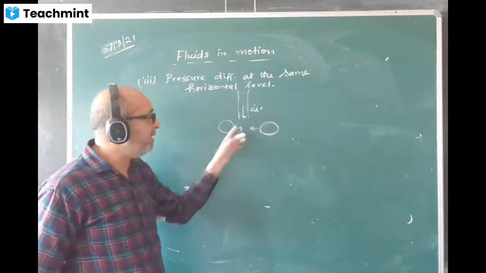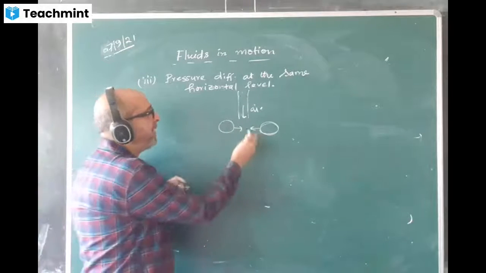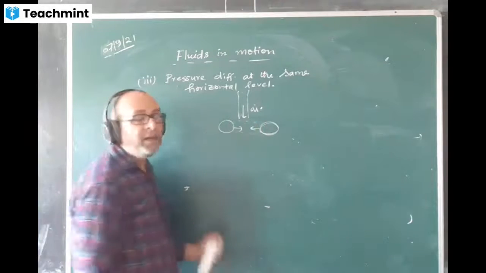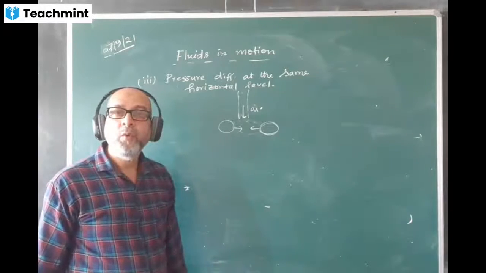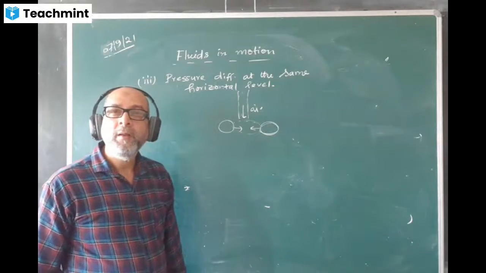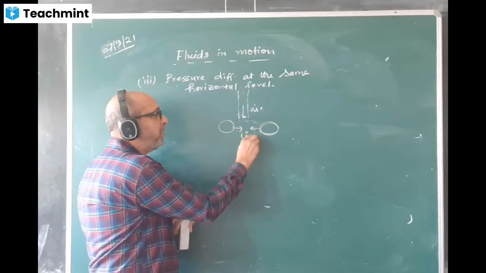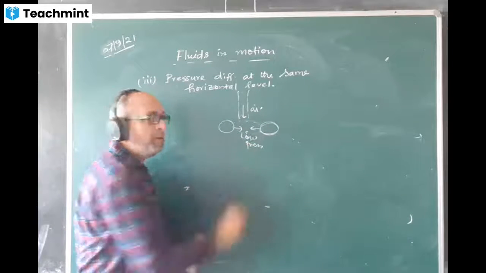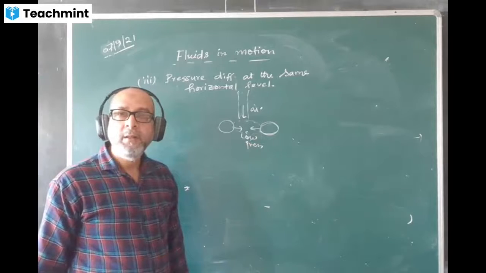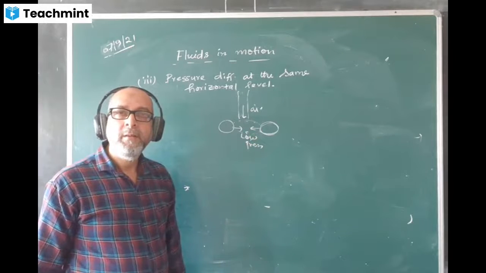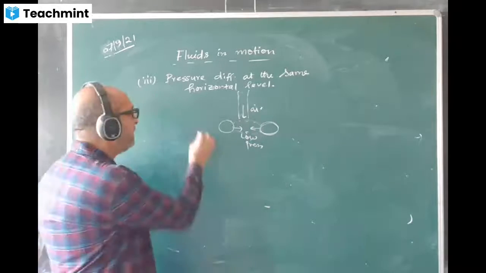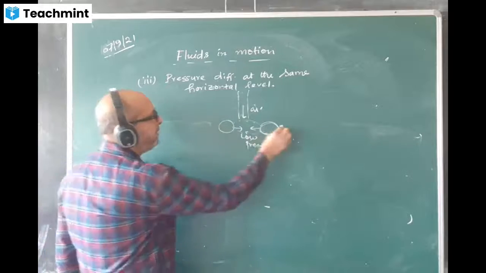Is the speed high or low here? In this region, the speed is high or low? Tell me. High. That is what kind of pressure? Low pressure or high pressure? What pressure zone will be there? Low. And on the other side here, the speed is what?